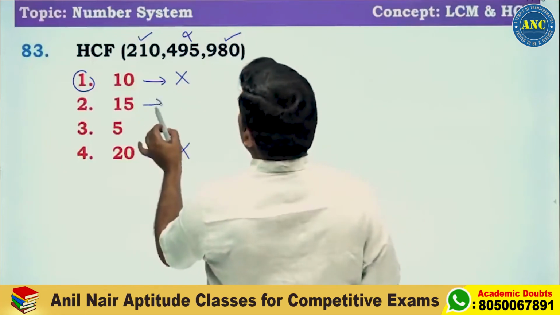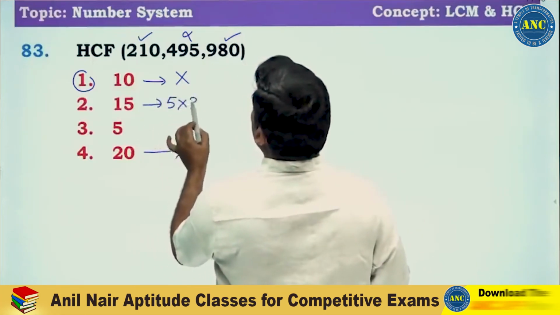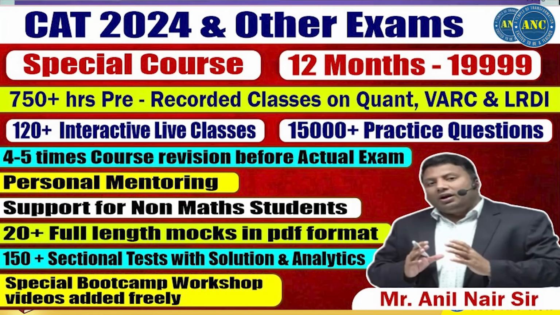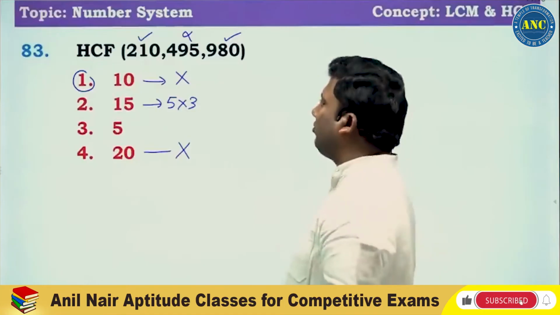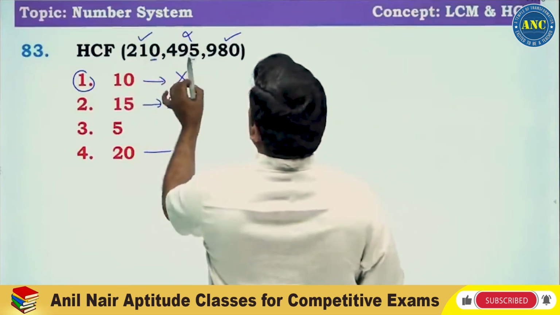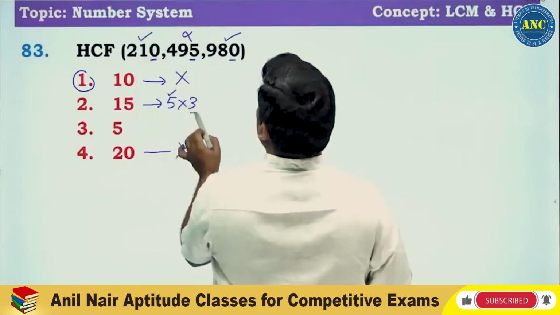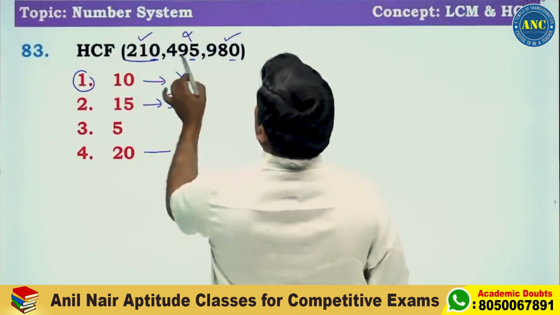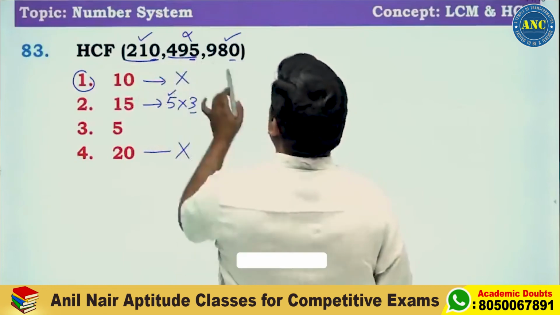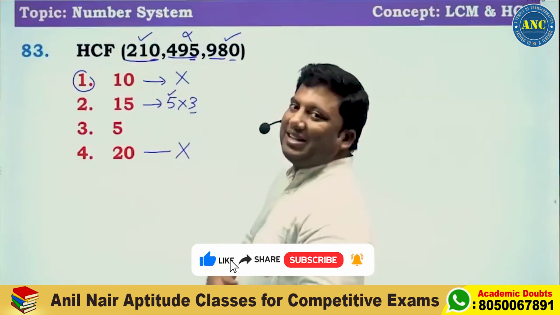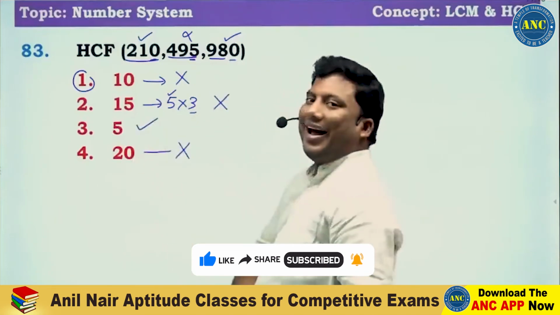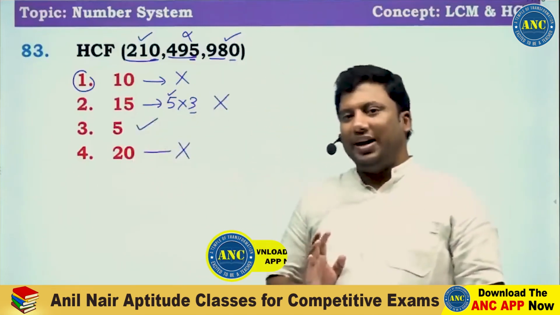If it is 15, 15 is derived from 5 into 3. Answer is divisible by 3 and 5. If the answer is divisible by 3 and 5, all the inputs should be divisible by 3 and 5. Divisible by 5, divisible by 5, divisible by 5. For 3, sum of the digits should be divisible by 3. 2 plus 1, 3. 4 plus 9 plus 5, divisible by 3. 9 plus 8, 17. Is 17 divisible by 3? No. So answer for this question is 5. I hope the idea is clear.